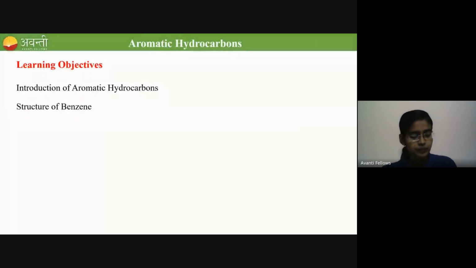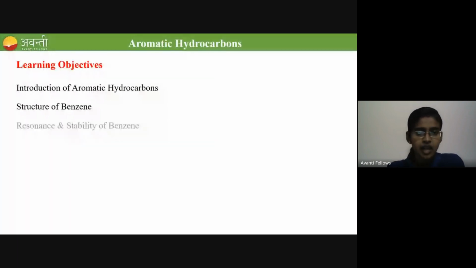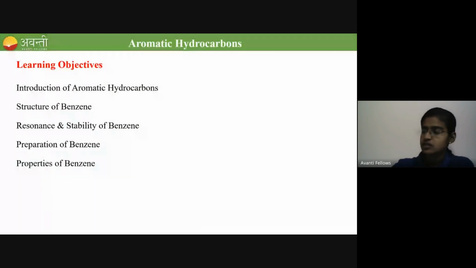So the very easy, very simple and very common aromatic hydrogen and carbon containing compound is benzene. Throughout this lesson, we will study benzene only: preparation of benzene, chemical reactions of benzene. Everything is with benzene. We will also cover the resonance and stability of benzene, preparation, chemical property, physical property, etc. Got it? So let us try to complete this.